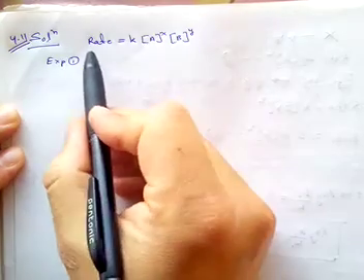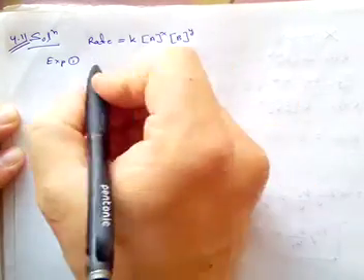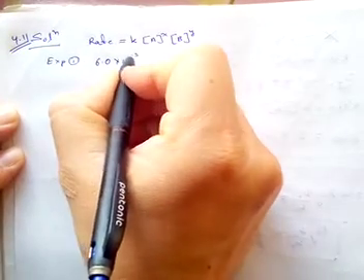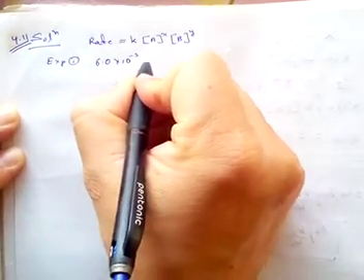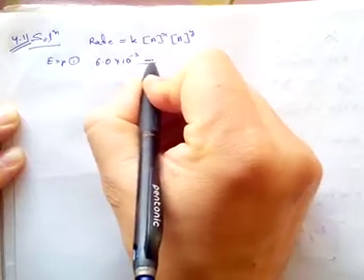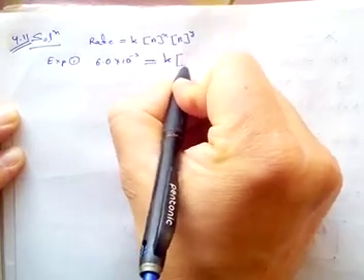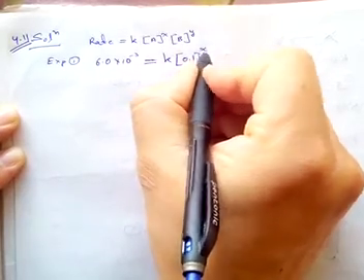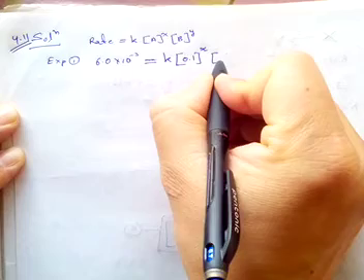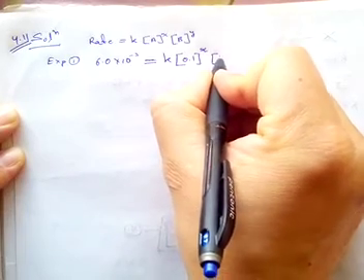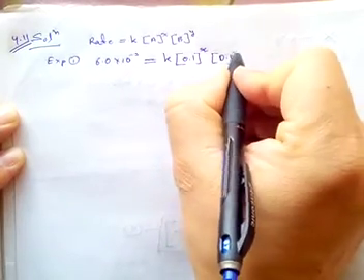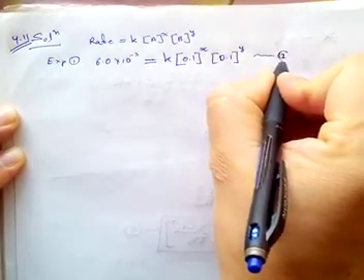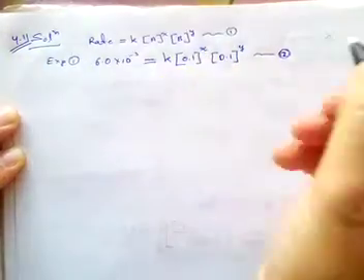So in the first one, the initial rate is given as 6.0 into 10 to the power minus 3 mole per liter per minute. We do not write the units. So k, and the concentration of A is given as 0.1, and we don't know this factor, we'll just write x, and the concentration of B is again 0.1, and we don't know this factor y. This will be equation number 1.